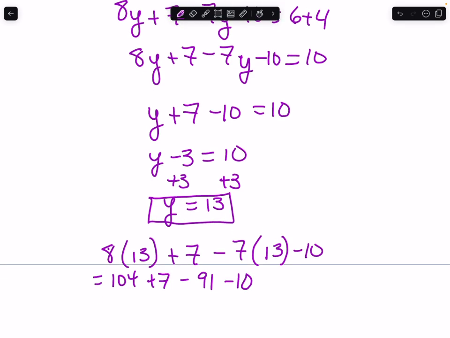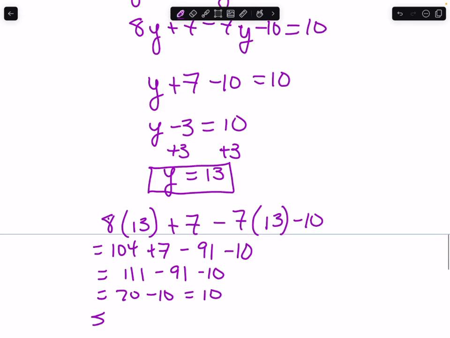So 104 plus 7 gives us 111 minus 91 minus 10. 111 minus 91 gives us 20 minus 10, and 20 minus 10 is 10. So y equals 13 is the solution to the equation.